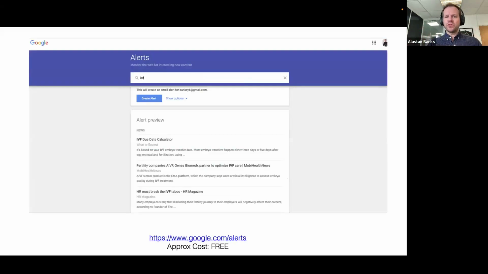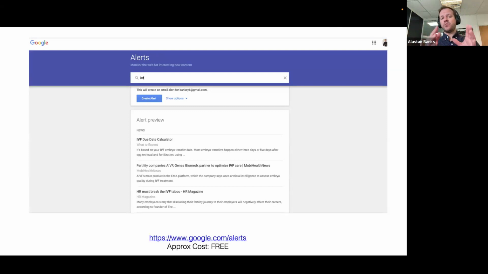Google also have a tool called Alerts, where it does something similar, though it's not quite the same. I'll try to explain it here. I've used the phrase IVF, obviously to do with fertility. What Google Alerts will do here, and it's a free tool, is send me an email anytime that Google indexes a web page with that term, whatever term I've put in there.